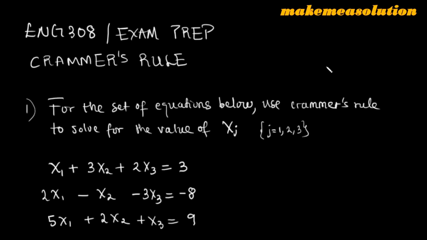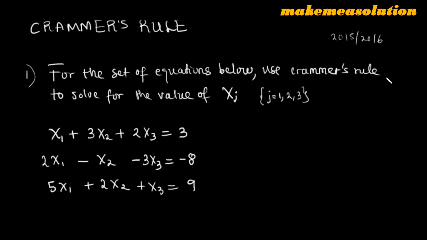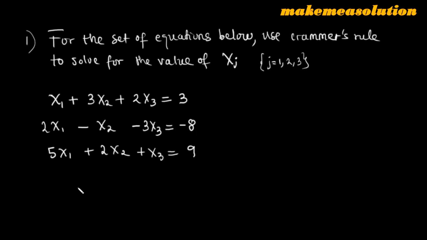So this is also one of the past questions that normally repeats itself. I took this from 2015 and 2016. So for this set of equations below, use Cramer's rule to solve for the value of xj, where j is 1, 2, 3. So they want us to solve for x1, x2, and x3 using Cramer's rule. So let's dive into the solution.